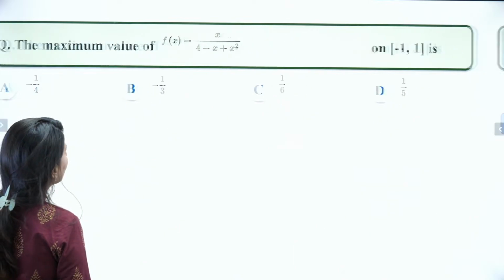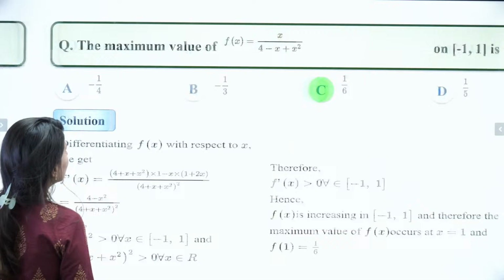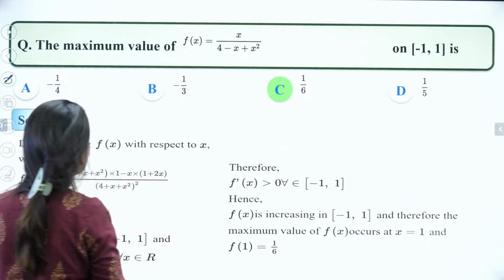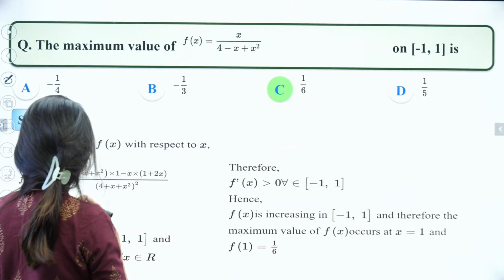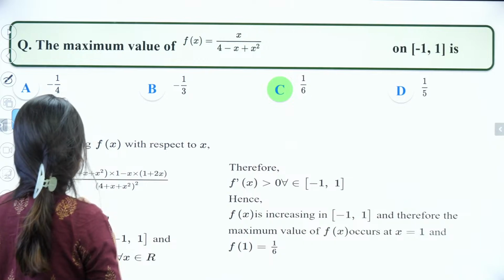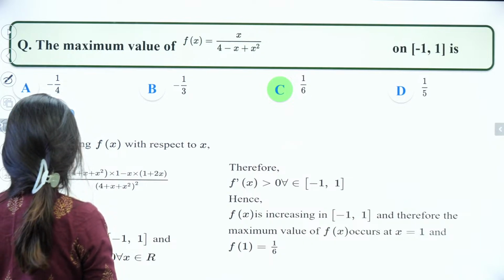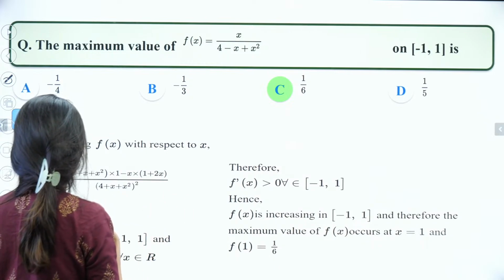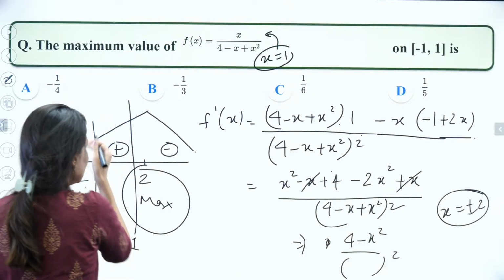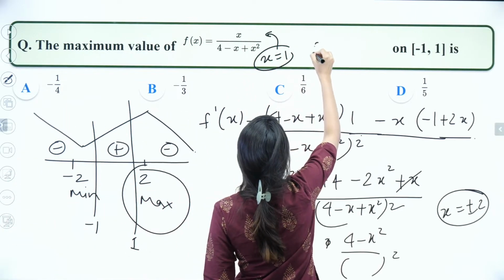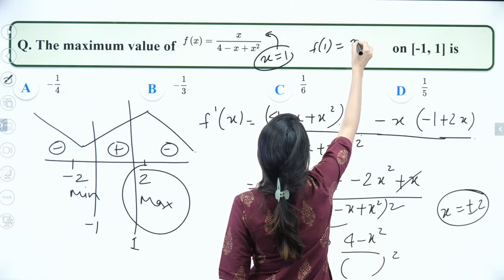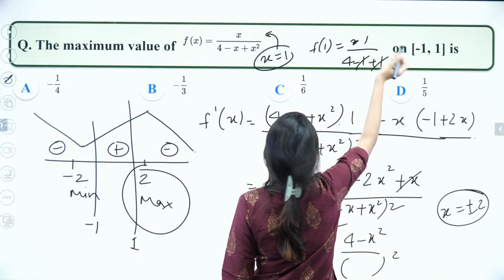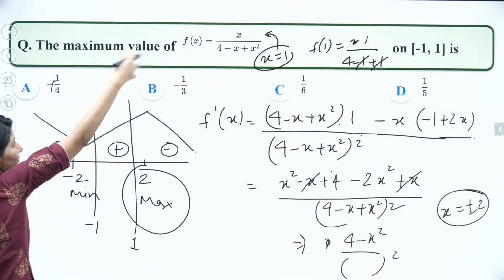Maximum value is what? f of 1. The moment you put f of 1, what will you get? Is it plus or what? 4 plus. Why is it written plus? No. If it is minus, then the moment you put x equals 1, f of 1 would be 1 upon 1 minus 1 plus 1, that is 4 minus 1 plus 1. So 1 by 4, that is the correct answer if this is the question.